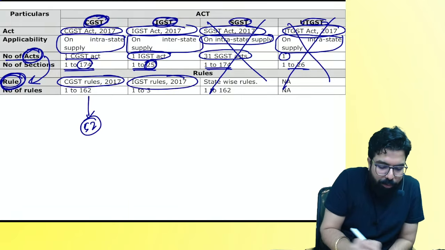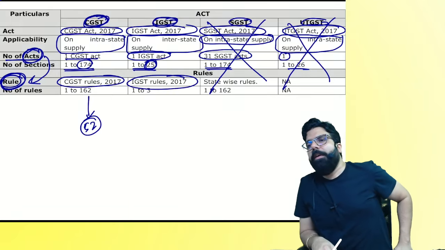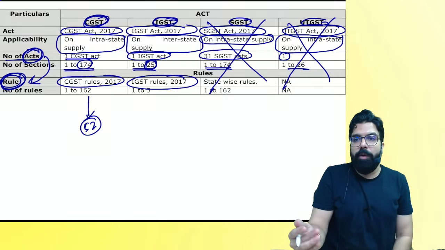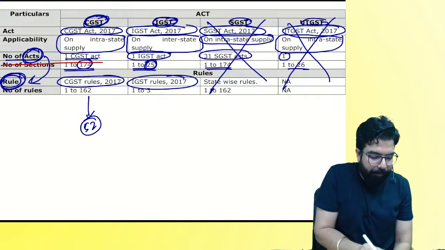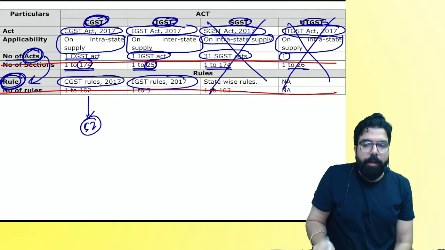We'll also be learning the rules in the class. Now, how many rules are there? Rule number one, rule number two. You don't have to worry about all those things. Section numbers, rule numbers, you don't have to remember. Are we clear, everyone? Is my point clear to all?